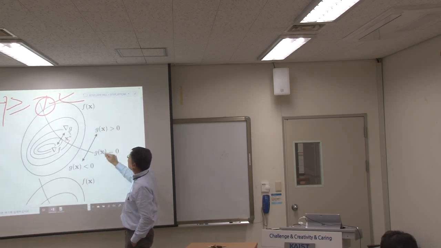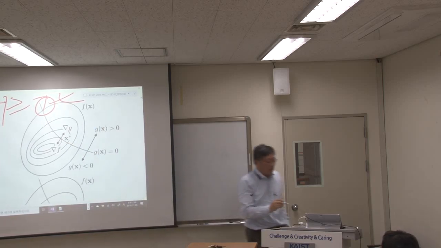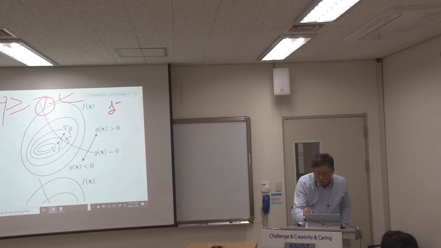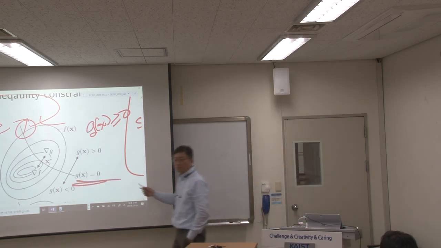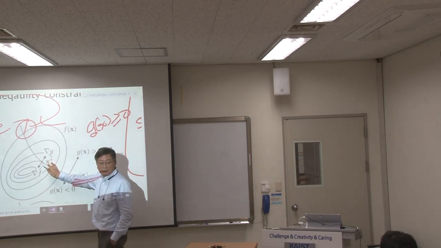Right? Because the constraint was g(x) greater or equal to 0. So it's right over here. Do you understand what I'm saying?